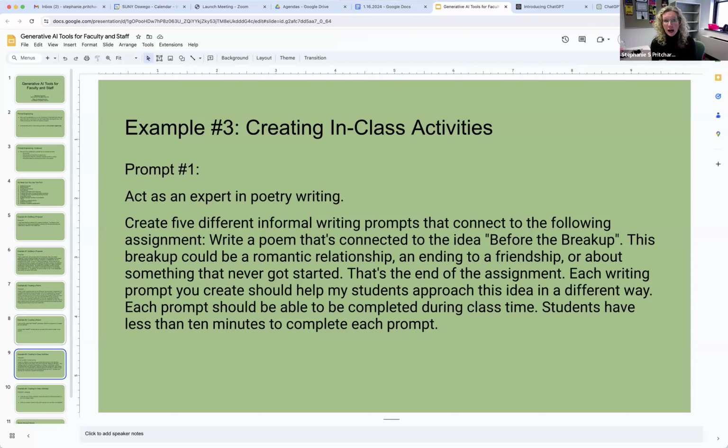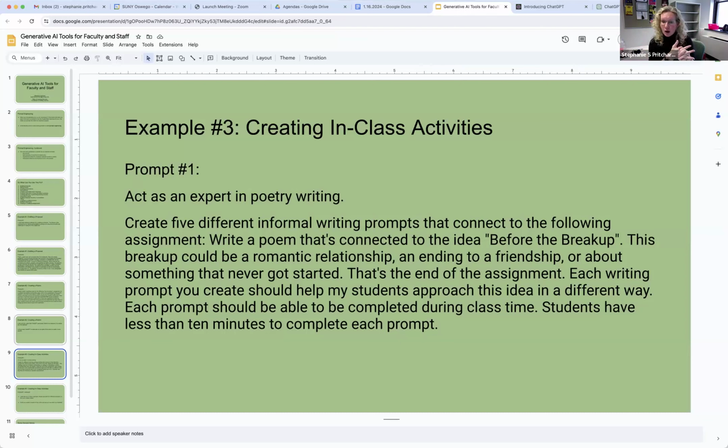So what I'm going to do here is tell the generative AI to act as an expert in poetry writing. And then I'm going to ask it to create 5 different informal writing prompts that connect to the following assignment. In my introductory poetry writing class, I themed the whole class, so they had to write poems related to this idea. One of the poems that they had to write was called Before the Breakup.